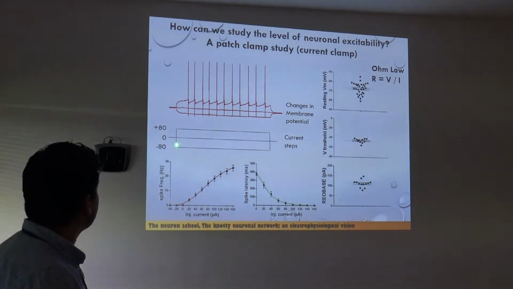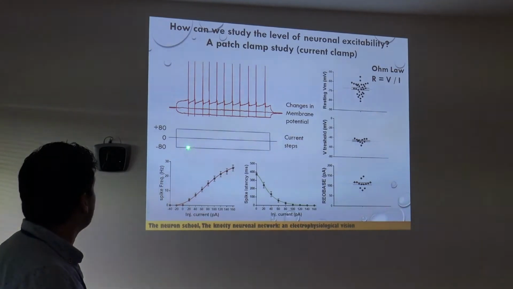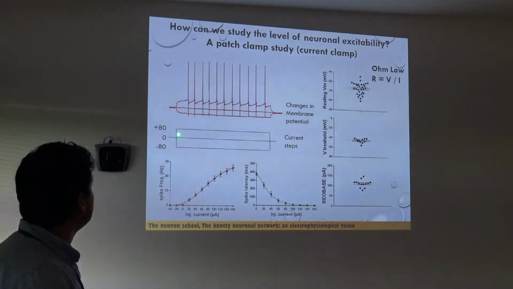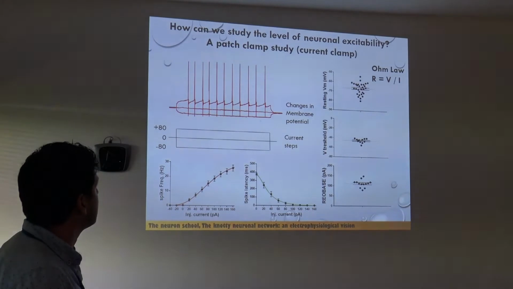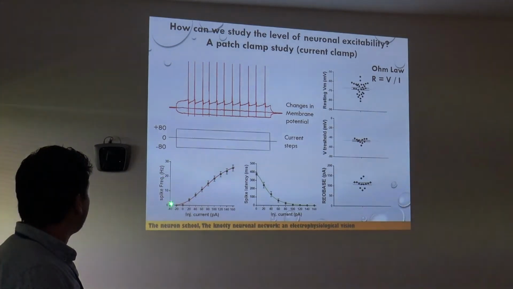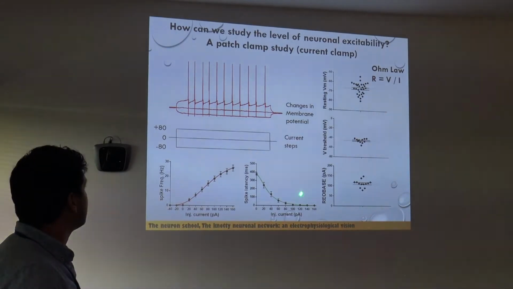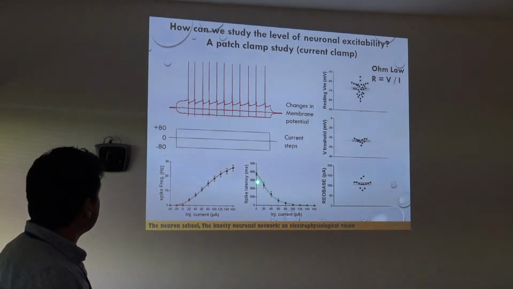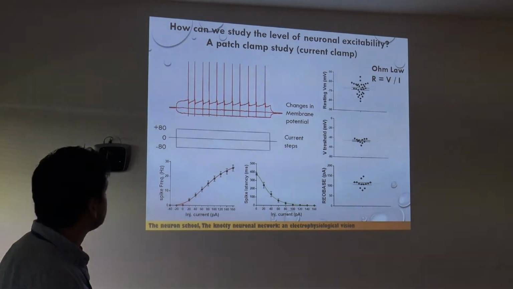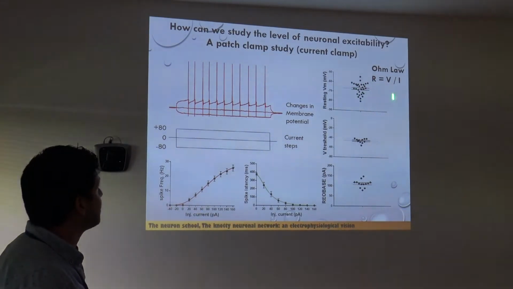And as you can see here, applying a -80 current step or a +80 current step, you can see no action potential in the negative one, but when you depolarize the membrane, you can see the presence of action potentials. For the action potential, we can record, for example, the spike frequency. We can increase the positive current injected, and as you can see, we have an increase in the spike frequency of the action potential. Or you can study the spike latency, that is, the time between the application of the step and when you see the first action potential.